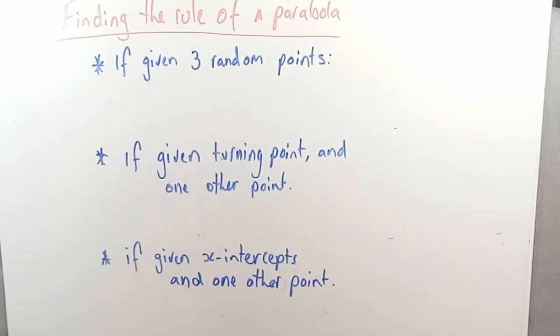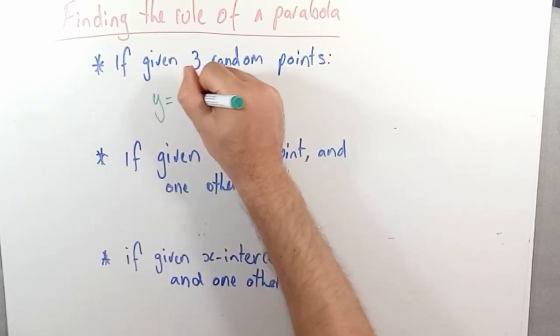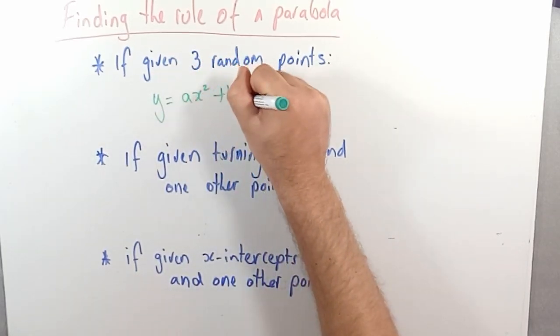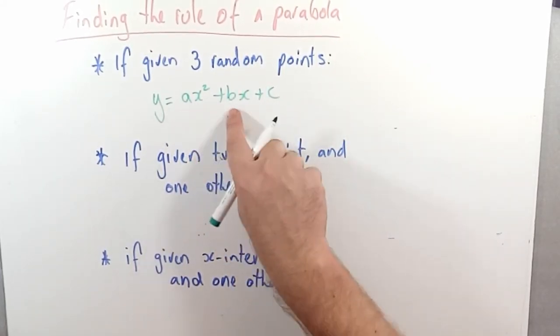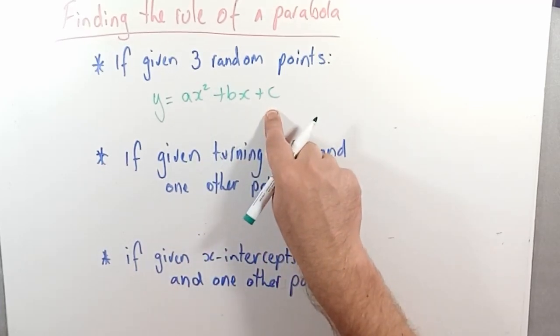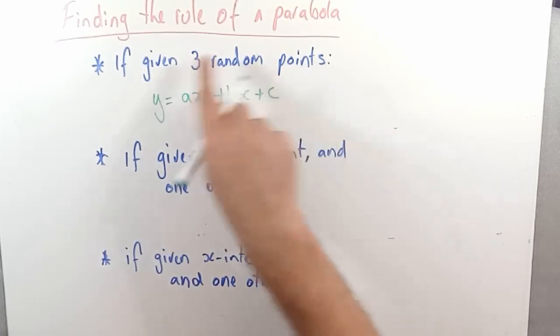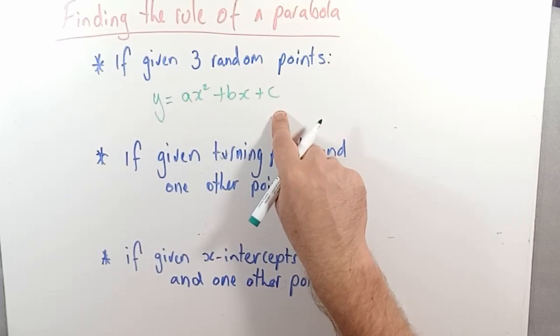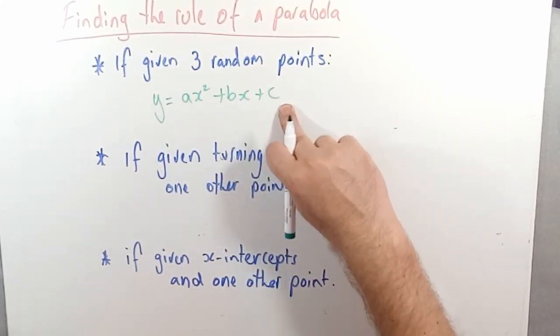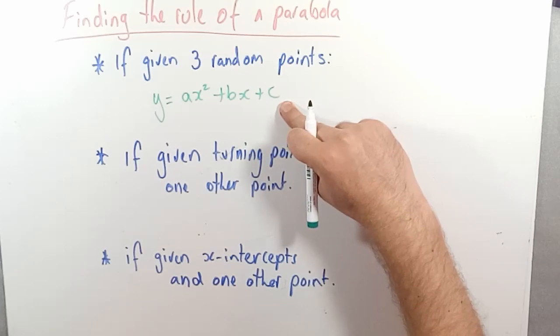Okay, so if you're trying to find the rule and you're given 3 random points, just 3 points that the parabola goes through, then you use y equals ax squared plus bx plus c, and you substitute all those points in, and you end up with 3 equations with a, b, and c in them, and you solve for that simultaneously. So you use simultaneous equations to solve those 3 equations. Now most of the time, either they'll come out nice and easy for you to do if you have to do it by hand, otherwise you're going to be expected to do that on your CAS.